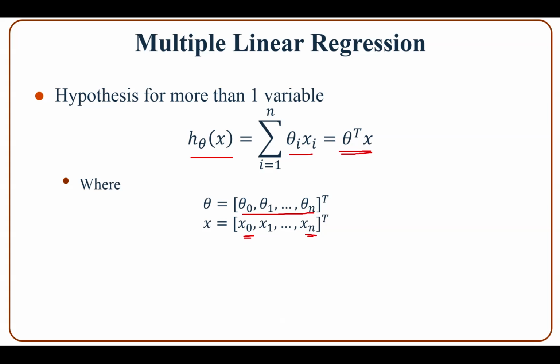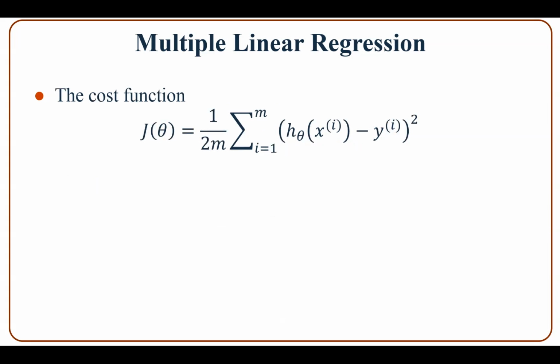And now again we see the cost function J of theta, and we saw this before. Basically it measures the difference between h corresponding to the instance x i and the actual target value y i. The difference is squared and summed for all the instances through the dataset.